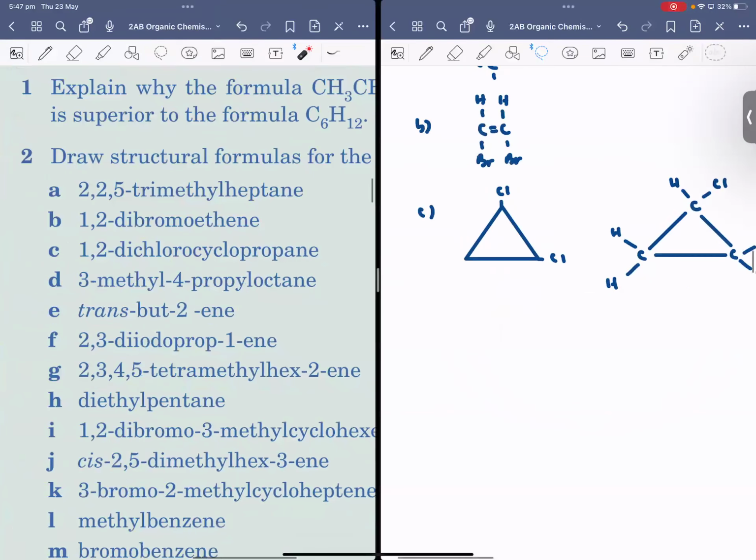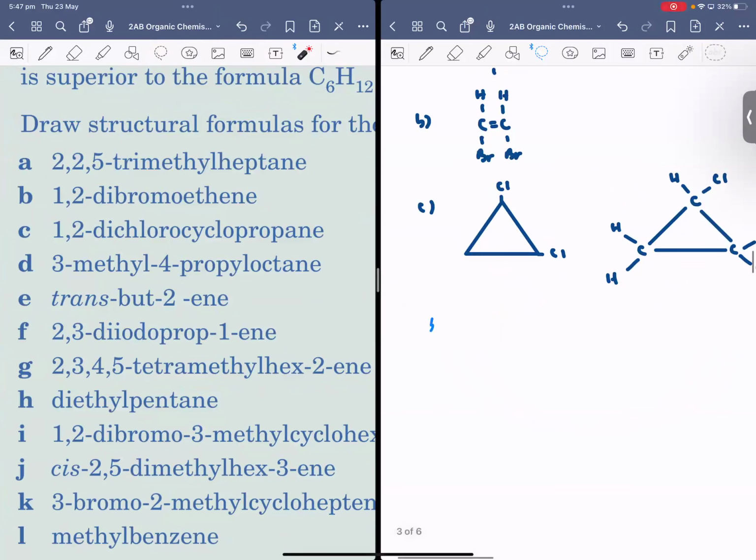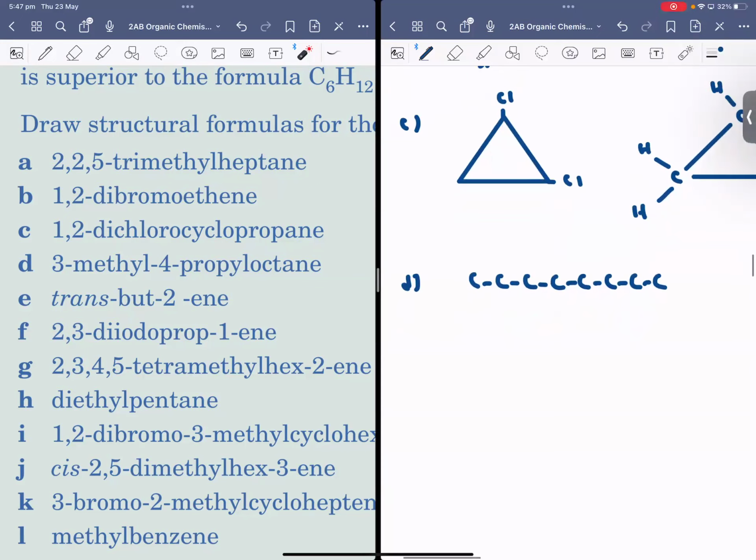All right, D, 3-methyl-4-propyloctane. Octane, 1, 2, 3, 4, 5, 6, 7, 8 in a row. 3's got a methyl and 4's got a propyl. So that's 1, 2, 3. And then obviously in your test, you have to fill it up with H's and write H everywhere. I'm writing a dash, you have to write an H.